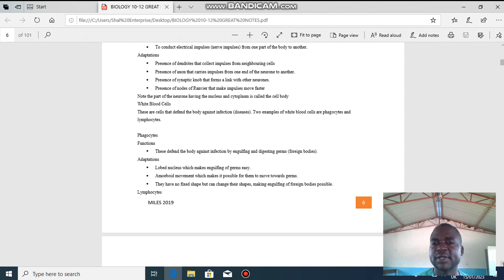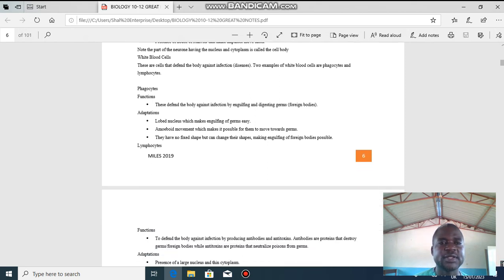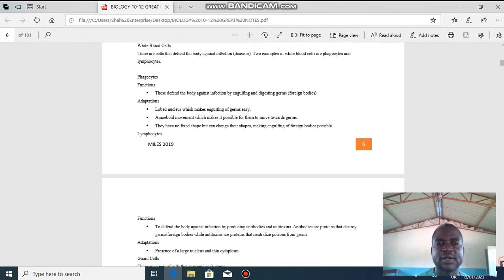Two examples of white blood cells are phagocytes and lymphocytes. We need to know the subtypes of white blood cells, the phagocytes and lymphocytes, their functions and adaptations. Phagocytes defend the body against infection by engulfing and digesting germs and foreign bodies. So keywords: engulfing and digesting. When told to state the function of phagocytes, you say they defend the body against infection by engulfing and digesting germs. To engulf means the germs are surrounded and taken into the center, then digested or destroyed.